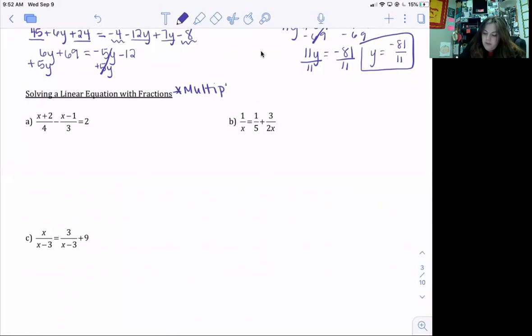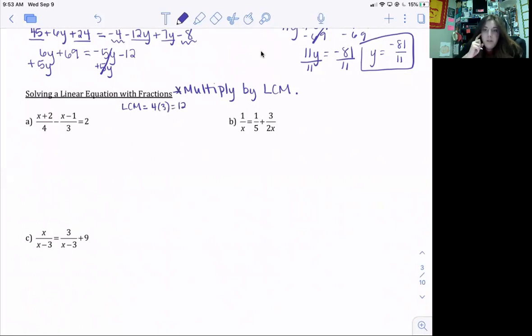Now, if we look at solving a linear equation with fractions, remember we always want to multiply to get rid of the fractions. We're going to multiply by the least common multiple. So if we look at this first example, x plus 2 divided by 4 minus x minus 1 divided by 3 equals 2. To find our least common multiple, we're going to look at our denominators. If we have 4 and 3, our least common multiple is those two multiplied together, which gives us 12.